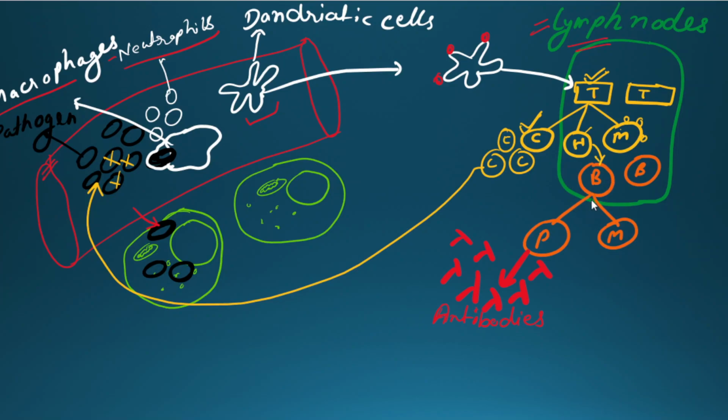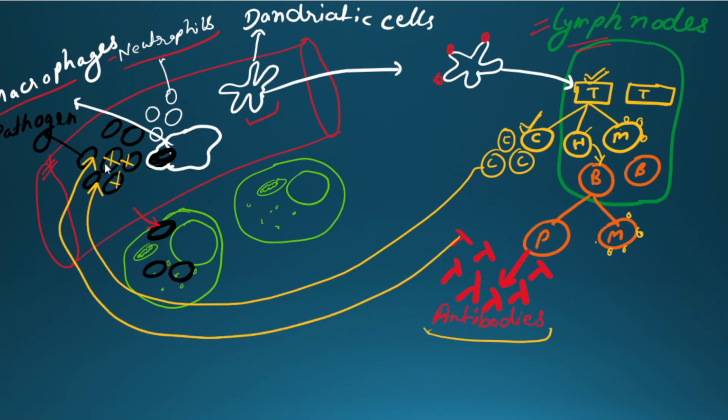This B lymphocyte will generate the plasma cells and memory B cells. Memory cells will also retain the memory of that particular antigen, so we will be prepared for the next time infection. And this plasma cell will produce the antibodies. These antibodies will also attack the bacterial or viral cells, and thus a double attack will be on the pathogen, and this completely destroys the bacteria or virus that has entered into our bloodstream.